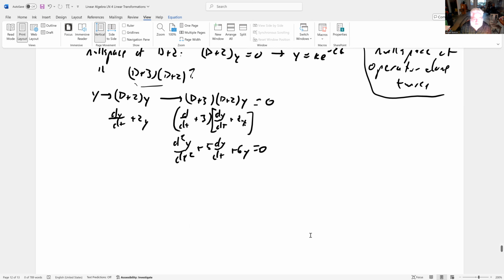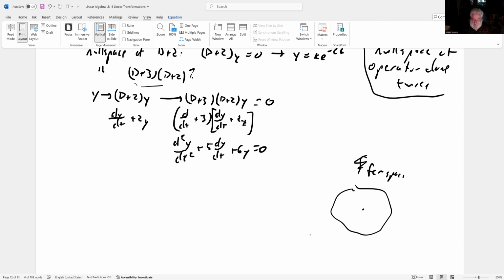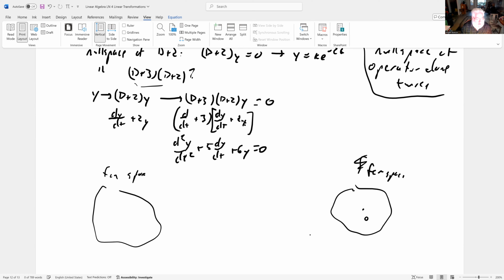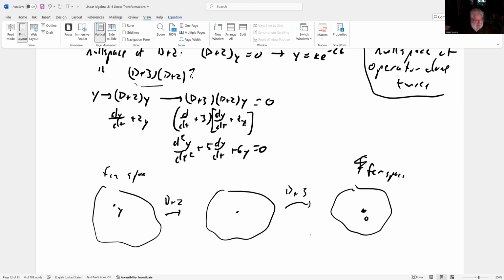So if we're thinking about function space, here's my function space. Here's 0. And we're going to start off in function space. And we have a function d plus 2, which differentiates things. And then we have another function d plus 3, which differentiates things again. And we want to start over here with y. We want to end up here on 0. So what's the null space of d plus 2?